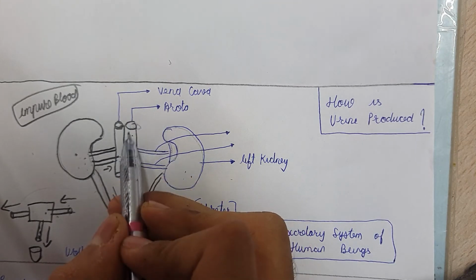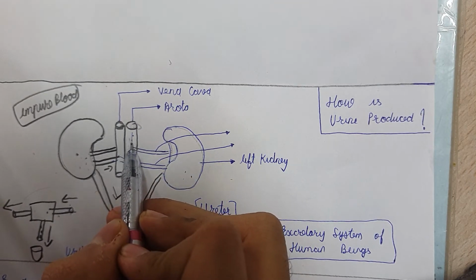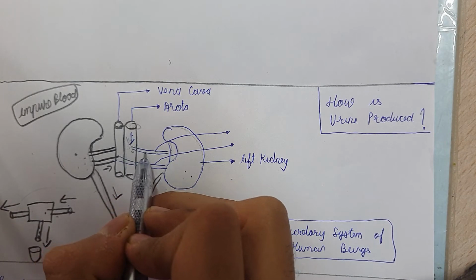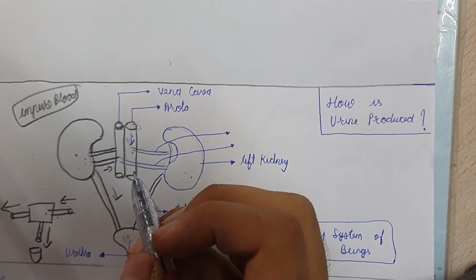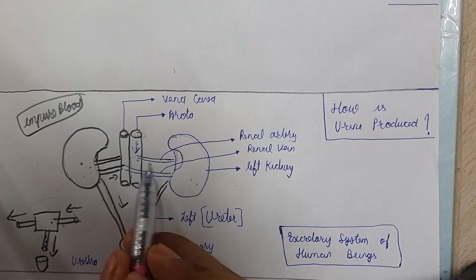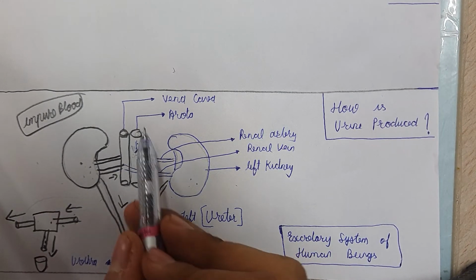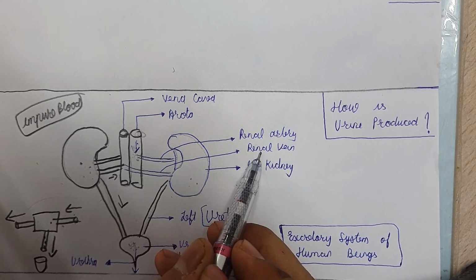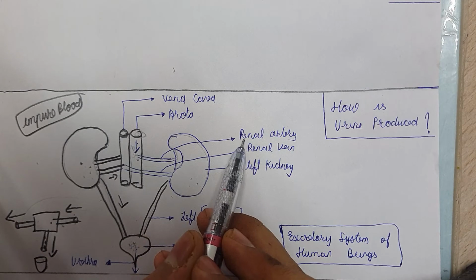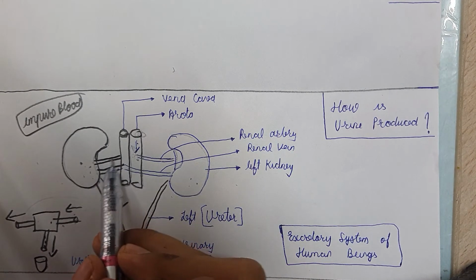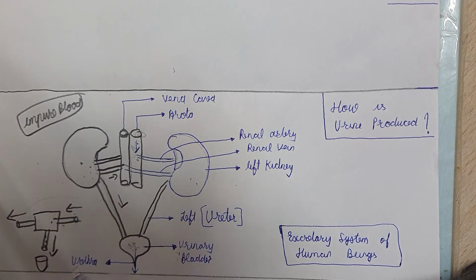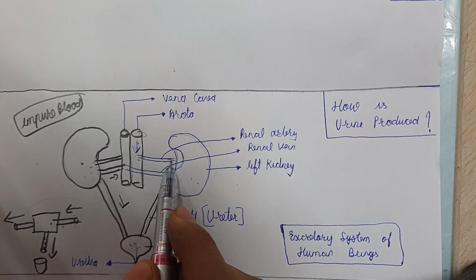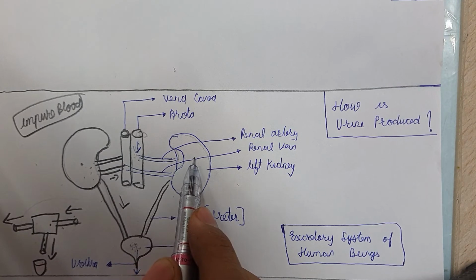This tube, aorta, it will bring impure blood to this kidney. This small tube is called the renal artery. From this aorta, this small tube arises in both directions. This is left renal artery, and here it is right renal artery. So from this aorta, this renal artery arises. It gives impure blood to this kidney.